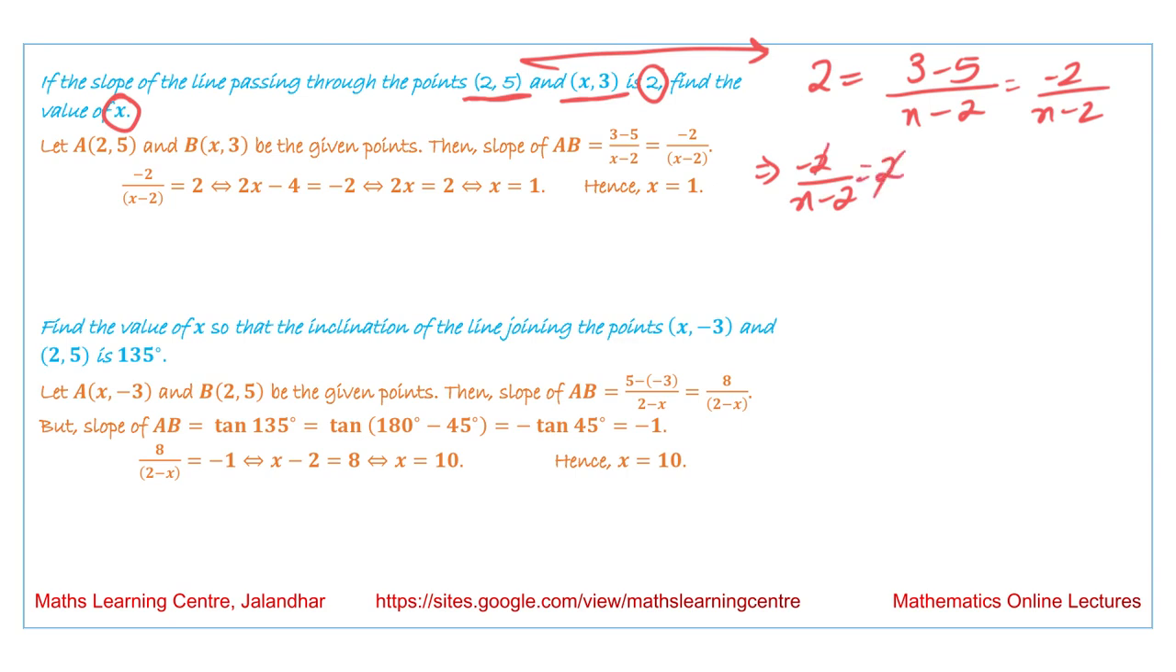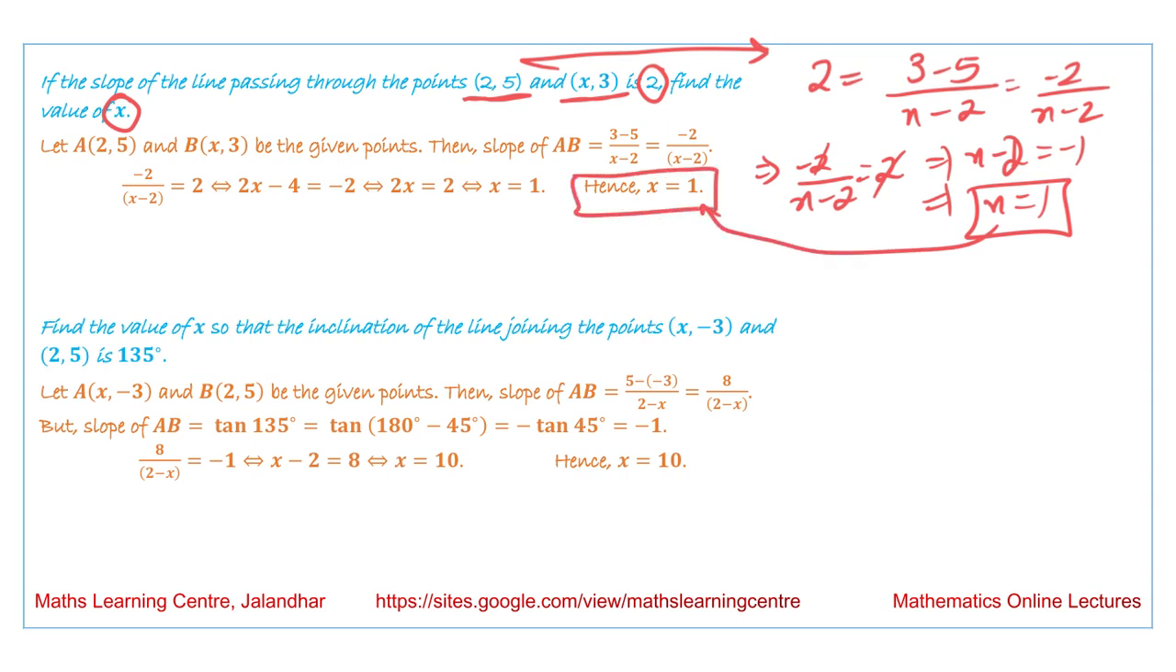So this implies that minus 2 over (x minus 2) is equal to 2. This 2 gets cancelled. So x minus 2 is equal to minus 1. So this implies that x is equal to 1. So we are obtaining over here that the value of x is equal to 1.